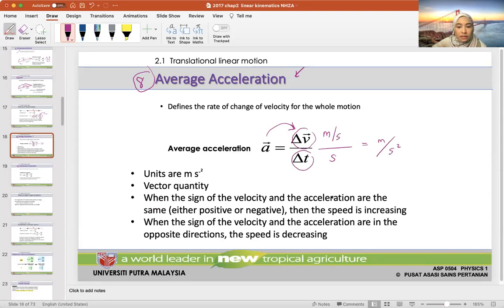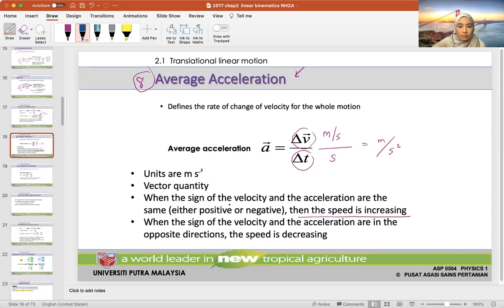It follows the direction of velocity. Acceleration is a vector because velocity is a vector. When the sign of the velocity and acceleration are the same, either positive or negative, then the speed is increasing. Here, acceleration and velocity can have different signs. We will look at an example later. Previously, I told you a vector has to follow the direction of displacement. Acceleration does not follow like that. It is a bit strange. Acceleration can have different signs or the same sign as velocity.